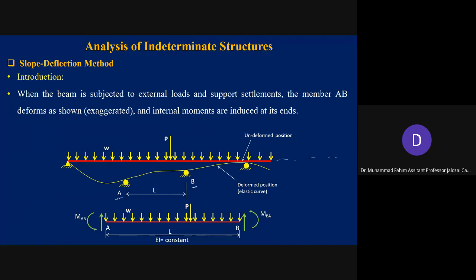So what could happen in any intermediate span in a continuous beam? All the actions and deformations are displayed here. Obviously you could have some external loads. It could be in the form of a UDL or a concentrated load.